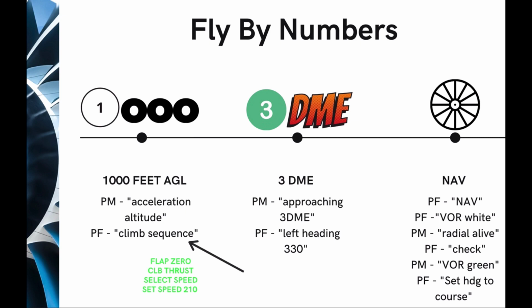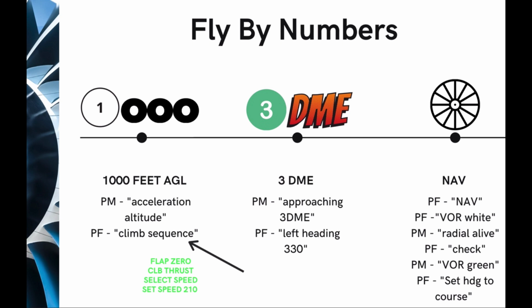Now, VOR green is another way of saying the radial has been captured. So, on the 145, when a flight mode annunciator change happens, we call exactly what we see. There's no tricks here. You will see the letters VOR, and it will be in green, so we call VOR green. An important thing next is for the pilot flying to call set heading to course.